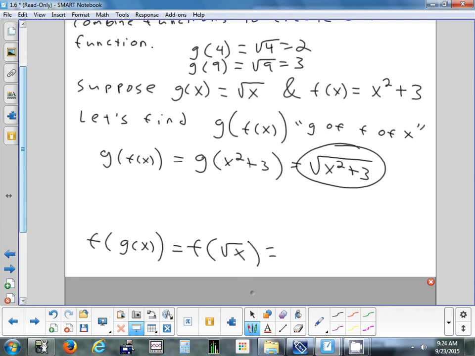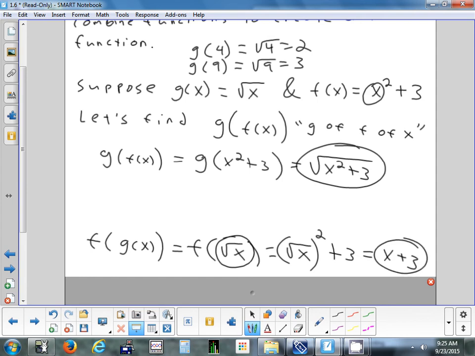You're going to take everywhere you have a letter and replace it with what's inside the parentheses. Usually we do a number, but in this case we're just doing this letter. Square root of x, fill that in, squared, plus 3. What would that simplify to? Yeah, the square root and the square cancel, and we just get x plus 3.